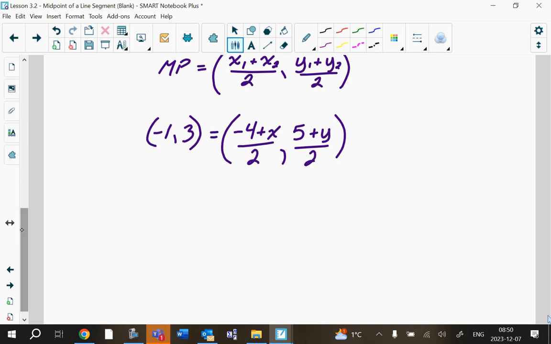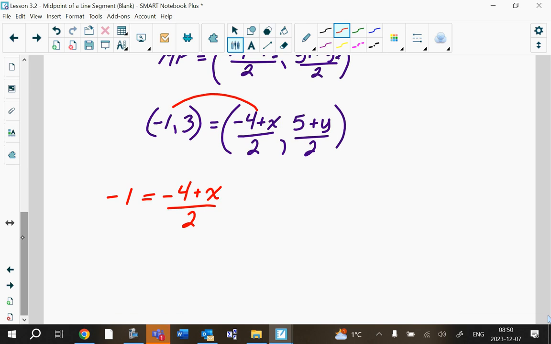Well, this we can make into an equation. -1 equals (-4 plus x) divided by 2, right? And I have to figure out what x is. So this is solving an equation, something that you should be quite familiar with. So when I start solving this equation, what's the first thing you want to do?